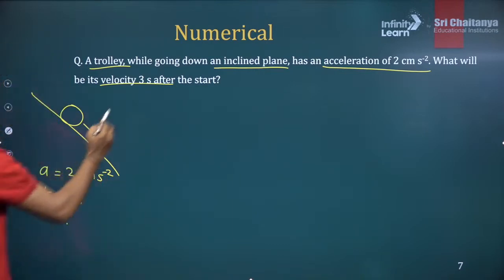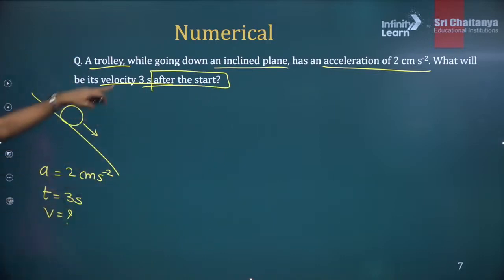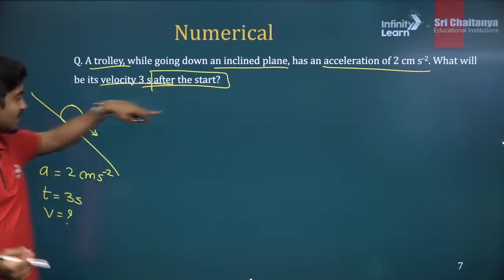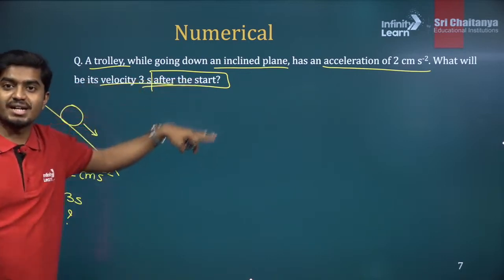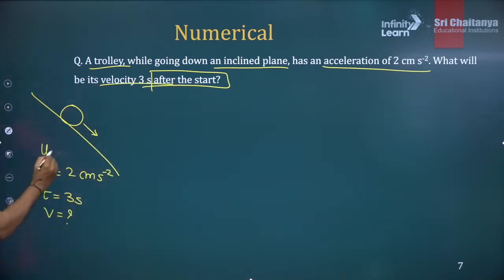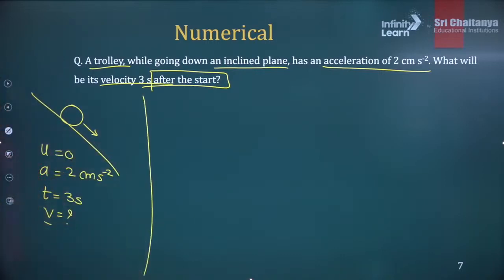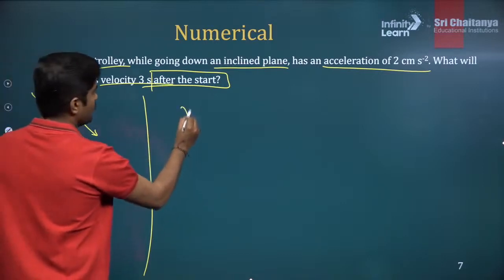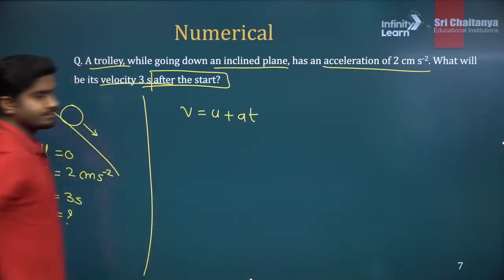Okay, so here it is given after the start. That means this trolley is just starting. If it is just starting, that means the initial velocity is 0. So we want to find out the final velocity. How will you solve? Yes, correct. So here we can write V is equal to U plus A T.